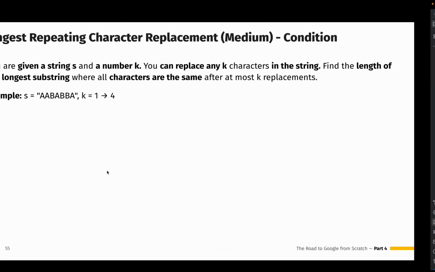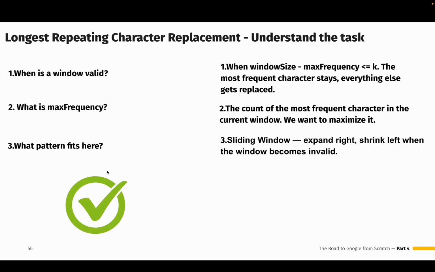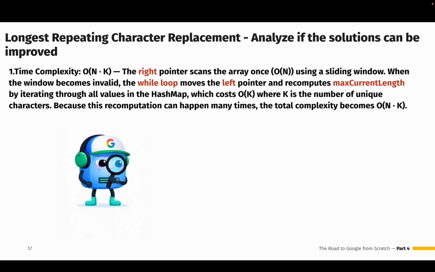Okay, let's analyze the complexity. The time complexity is O(n) times k, because the right pointer scans the array once, and in that case the complexity is O(n), using the sliding window technique. Again, I will attach a link in the description where you can see a visualization of how this algorithm, or technique rather, works.